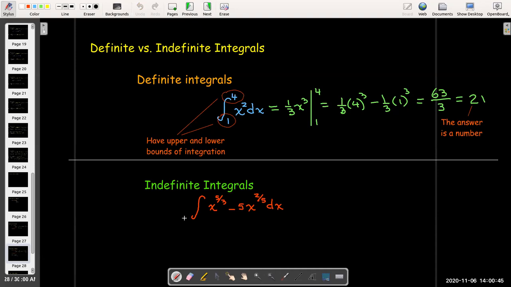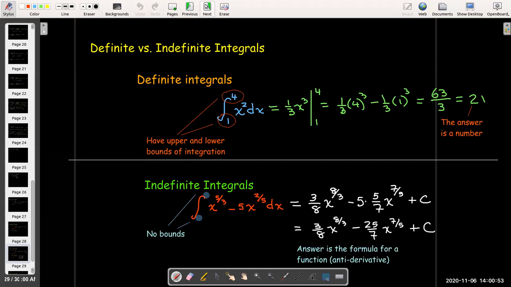With indefinite integrals, there are no bounds of integration. So it's only asking you to find the most general antiderivative. So again, what did I do here? I just used the power rule for antiderivatives. So I had x to the power of 5/3. I'm going to add 1. 1 is the same as 3/3. So 5/3 plus 3/3 gives me 8/3. I would divide by 8/3, but that's the same as multiplying times 3/8.